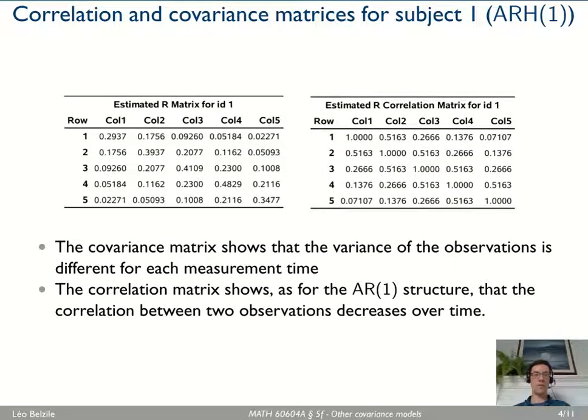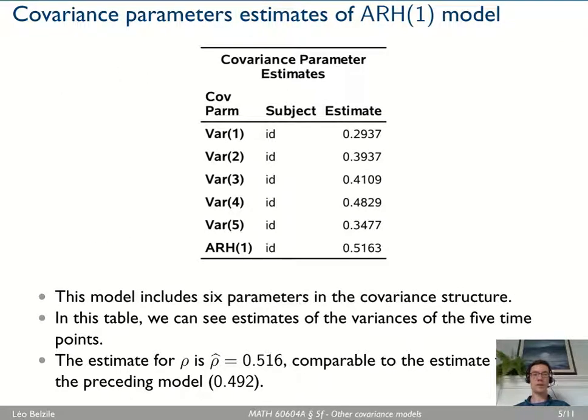Here I've estimated 0.29, 0.39, 0.41, 0.48, 0.34. The correlation still decreases over time. Not much change for rho, 0.51, but now the variance seems to be a bit unequal. In this table of coefficients, you can see the 5 variances, 1 to 5, and the ARH1, which is actually the correlation rho, comparable to the previous output.